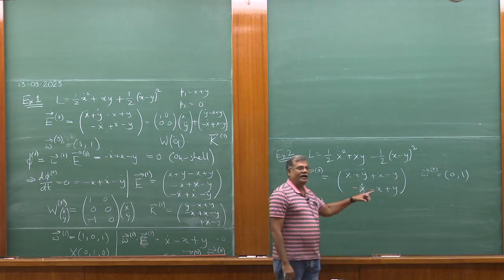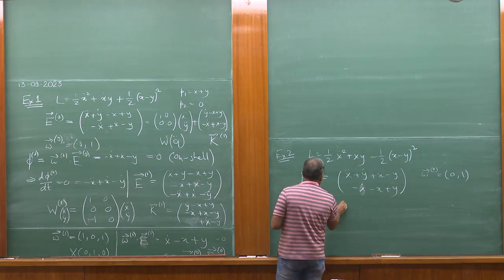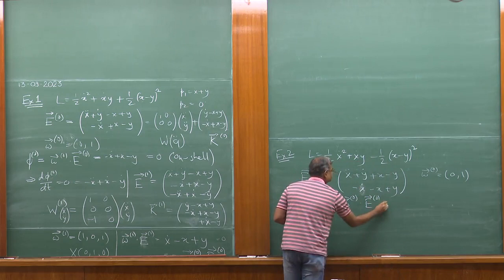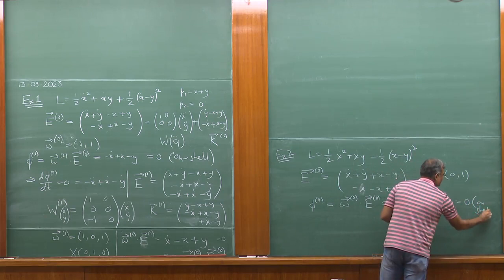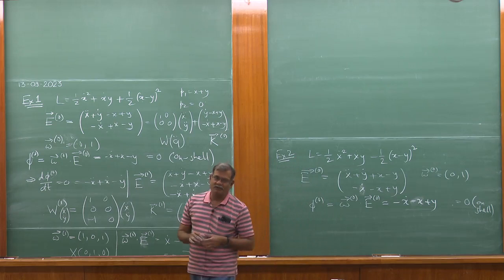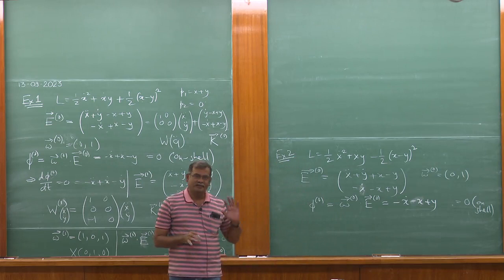But if you do w0 dotted with e0, you're just going to get the second component, minus x plus y. And this is, of course, 0 on shell. Once again, let me remind you, on shell simply means if you obey the equations of motion, this has to happen. So this is a genuine constraint, a connection between positions and velocities, no accelerations involved. OK, so how do we proceed?